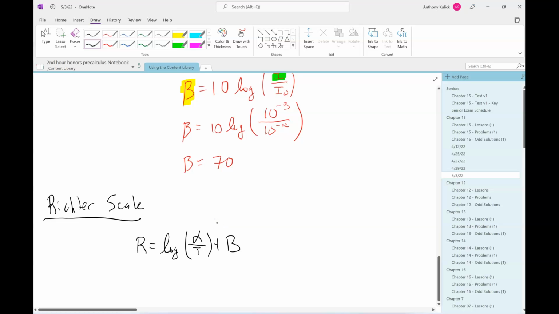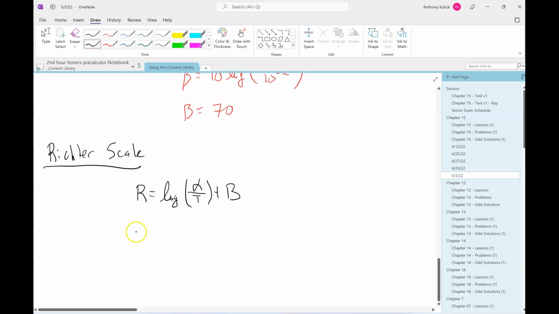Okay, the Richter scale equation. R is your Richter scale magnitude. And I'm just going to say EQ for earthquake. Is everybody okay with that? That's a lot of letters. Alpha is the amplitude of the earthquake. And we measure those amplitudes in micrometers.